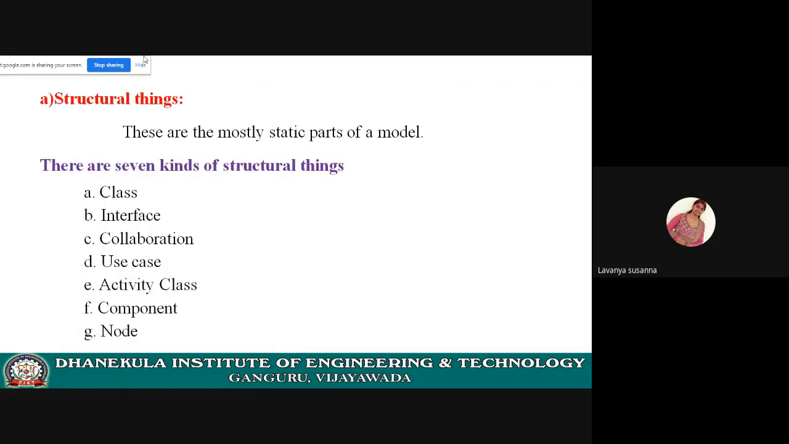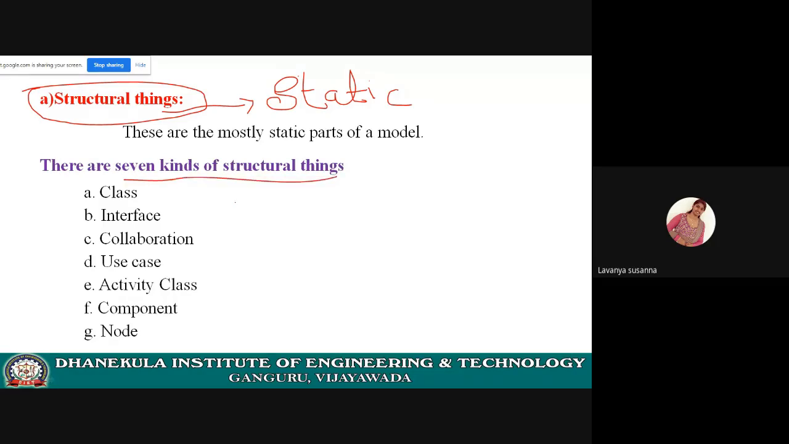Let us see the things of UML. Structural things, these are the static part. Structural things are the static part which represents some physical elements of the complex system. Remember, structural things are nothing but the static parts which represent some physical elements of the complex system. Let us see each kind. Again, there are seven kinds of structural things.